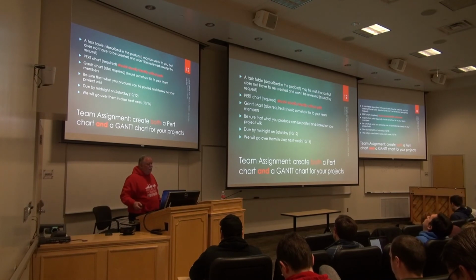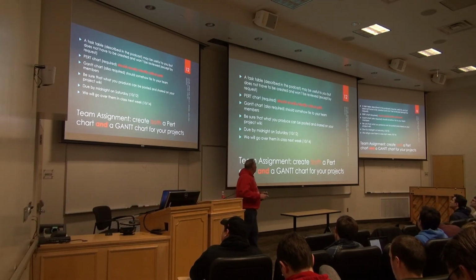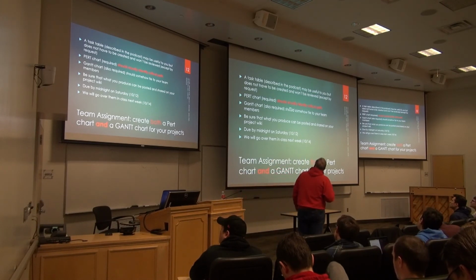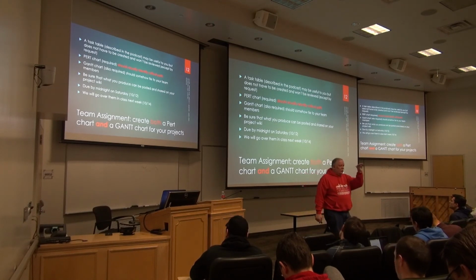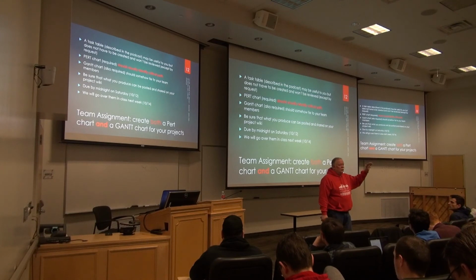So, task assignment, you need both a PERT chart and a Gantt chart. It may be useful if you look at the podcast, Chuck talks about building a task table. That may be an easy way not to try and cram little task names in your bubbles or in your PERT chart, but simply build a separate table, say task 1 is this, task 2 is this, and so on, and then reference 1, 2, 3 in your PERT chart.